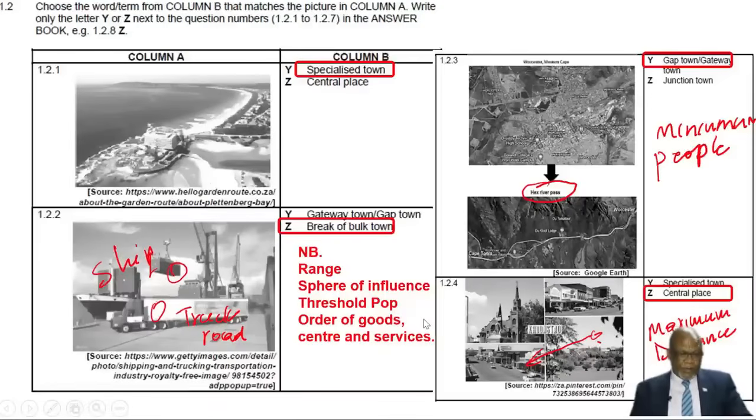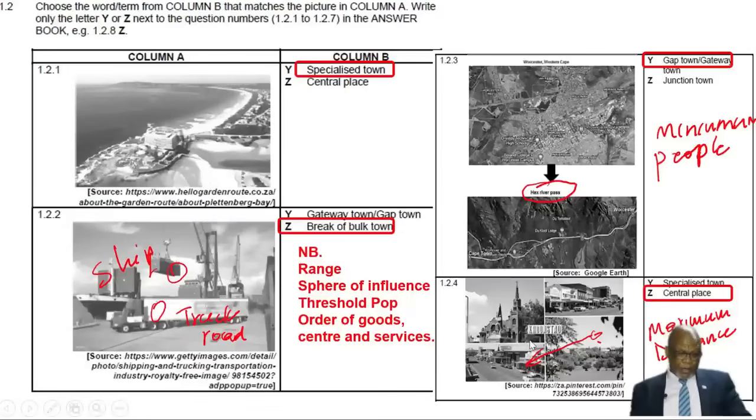So it has a small sphere of influence, which is your local area, and a small threshold population, which is the people coming from your local area. That is what you need to know about the central place theory.